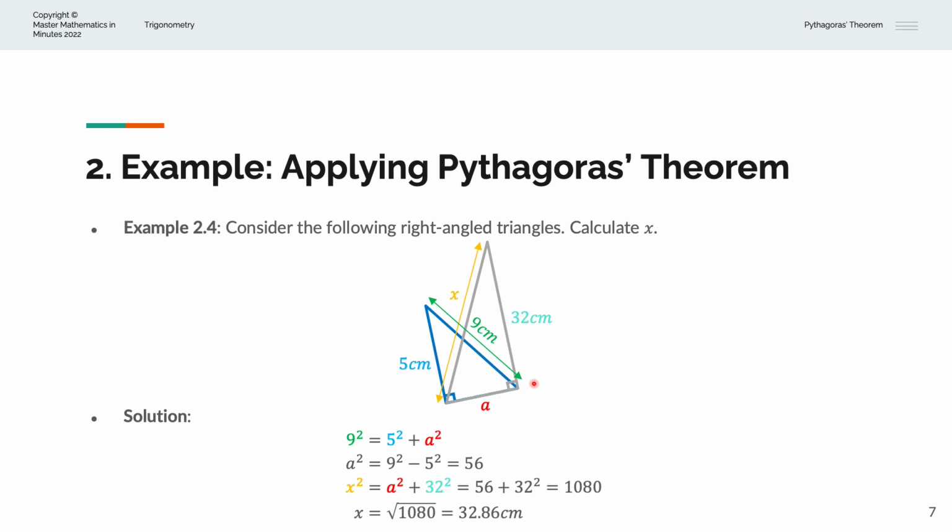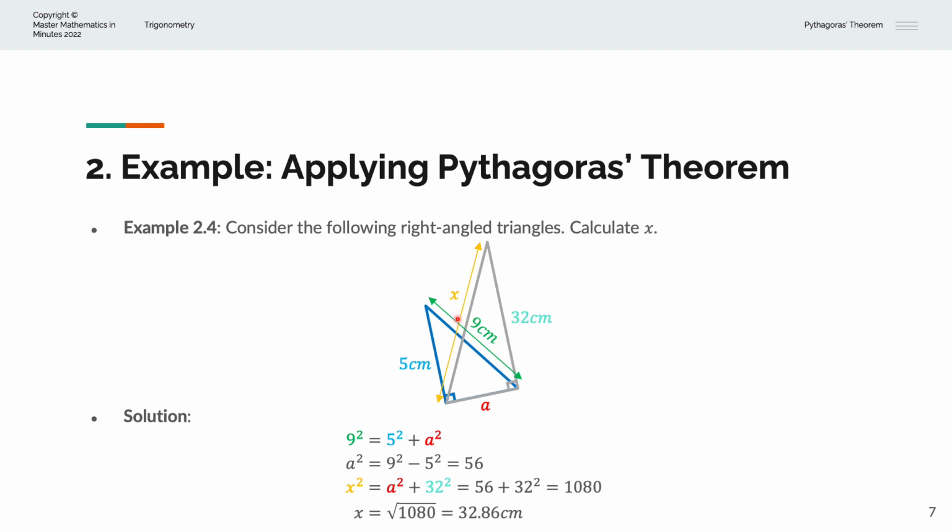According to the theorem, 9 squared, which is the hypotenuse squared, is equal to 5 squared, which is this side, plus a squared, which is this side squared. Solving for a squared, we have a squared equal to 9 squared minus 5 squared, and that gives us 56. So we've applied the theorem once. Now we apply the theorem again a second time.